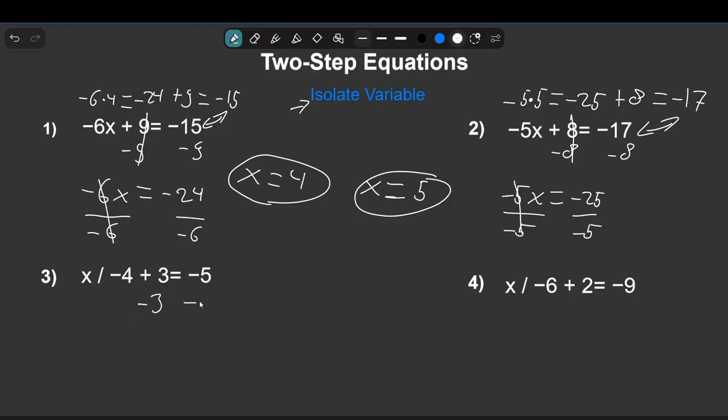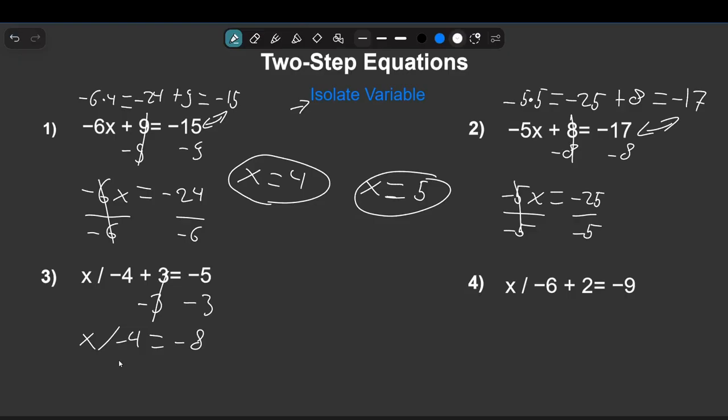Minus 3 and minus 3. So of course these two cancel each other out, so we are just left with x divided by minus 4 equals minus 5 minus 3. So minus 5 minus 3 equals minus 8. Minus 8.